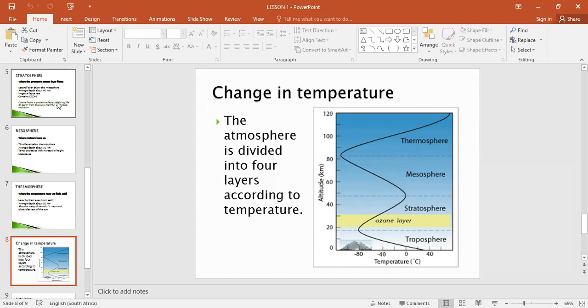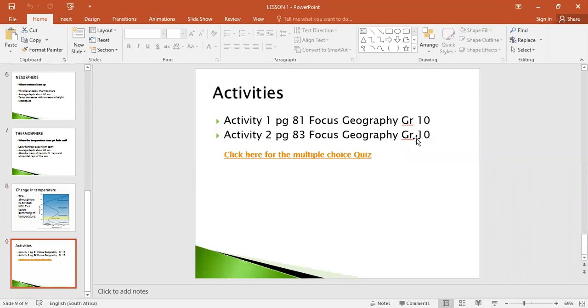Right, the change in temperature. The atmosphere is divided into four layers according to temperature. When you look at the bottom here, that is the troposphere where we live. The ozone layer is just above it, so that it protects us from the harmful ultraviolet rays. Then we have the stratosphere, the mesosphere, and the thermosphere. You are supposed to draw this in your books so that you have it in your notes whenever you need it.